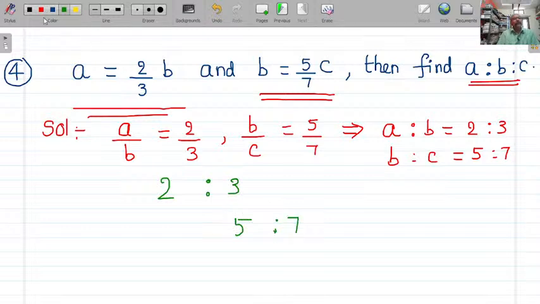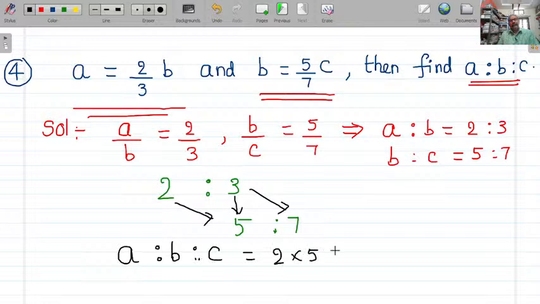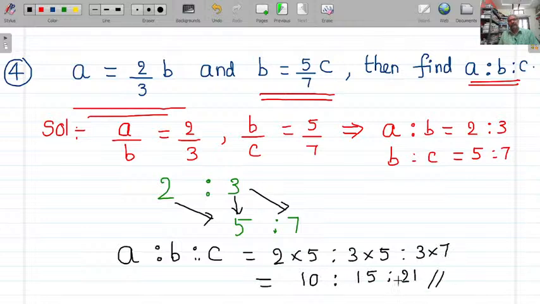Then what shall we do now? So 2 into 5, 3 into 5 and 3 into 7. So required ratio A is to B is to C is equal to 2 into 5 is to 3 into 5 is to 3 into 7. So what's our answer? 10, this is 15, this is 21. 10 is to 15 is to 21. I hope it's very clear to you.